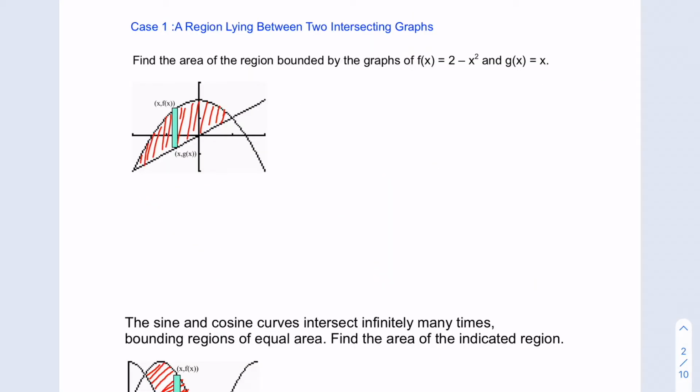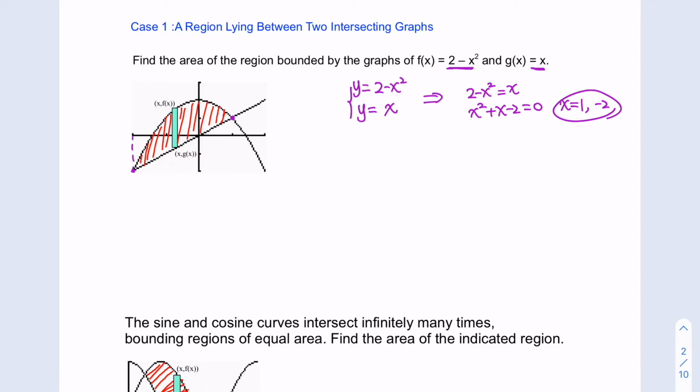Now let's have a look at more problems. The first one, given these two functions, 2 minus x squared and x, we want to find the area bounded by these two curves because they intersect with each other at 2 points. So first, we are going to solve for the intersections. So system of equations, y equals x. So 2 minus x squared equals x. X squared plus x minus 2 equals 0. That gives us x equals 1 and -2. So this is -2. This is 1.